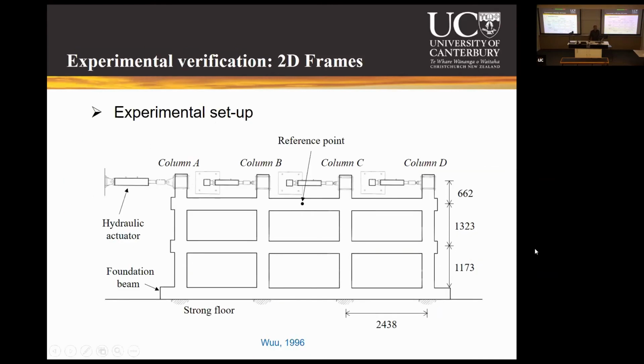So the next level of verification was for a 2D frame. In Brian's thesis, you can find maybe 2-3 other verifications as well, but this is the advanced one that we took from a test done by Wu at University of Auckland. His thesis details this test. It is a 2-story 3-bay frame with 4 columns, which was subjected to cyclic loading, and they measured the deformation of the beams and also reported the elongation measurements. So that's why it was very conducive for our verification.